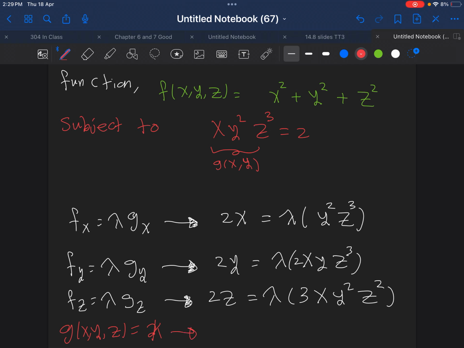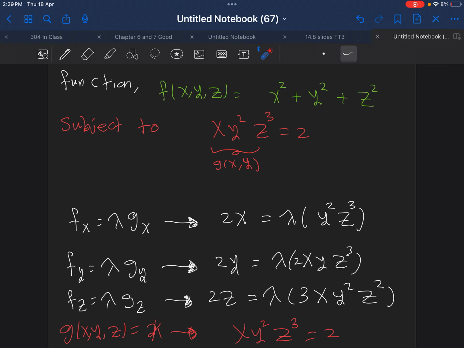Finally, we need to write the g as is. So we have to keep in mind that x y squared z cubed is equal to 2 throughout the solution.